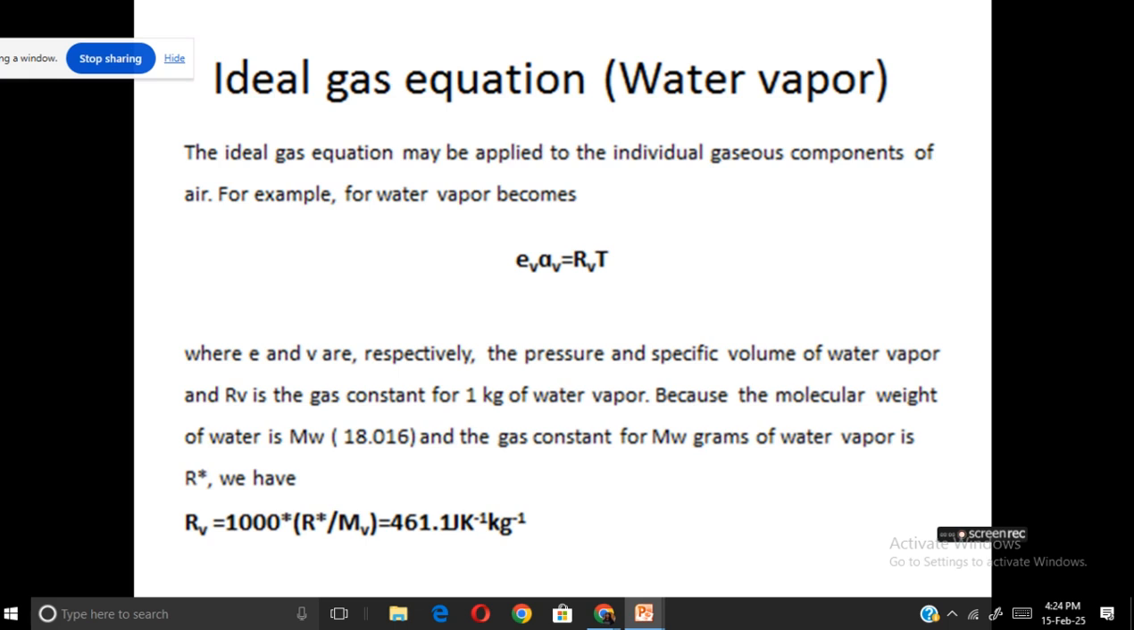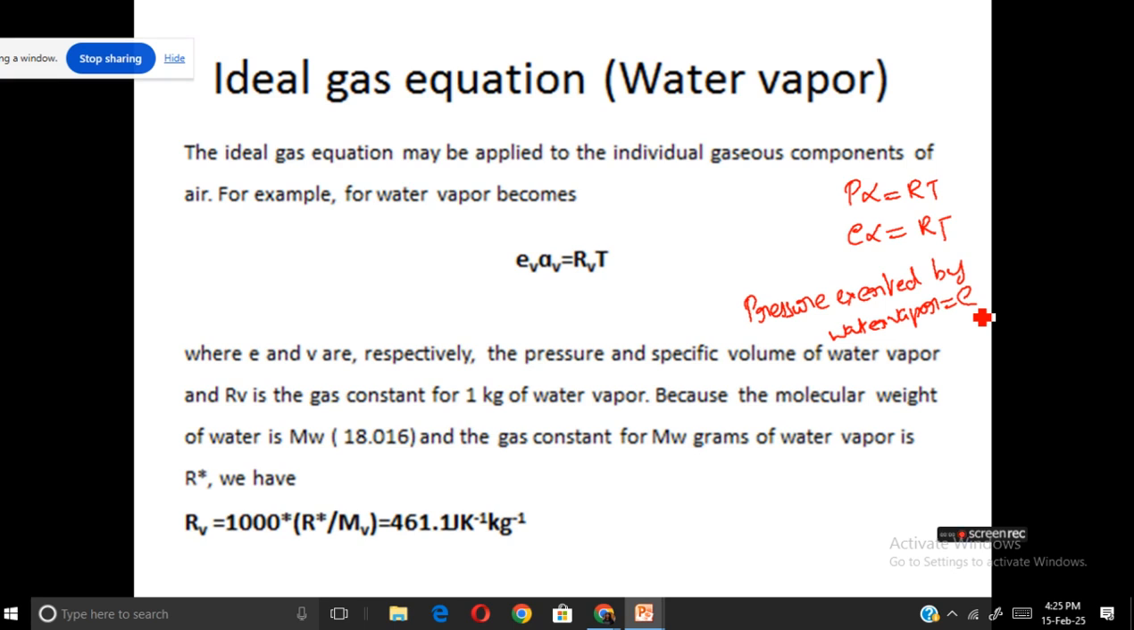E alpha_V is equal to R_V T. So the initial equation P alpha is equal to RT reduces to E alpha is equal to RT. E is basically the pressure exerted by water vapor. The pressure exerted by water vapor is generally known as the vapor pressure and is represented by E. That's why P alpha is equal to RT reduces to E alpha is equal to RT.